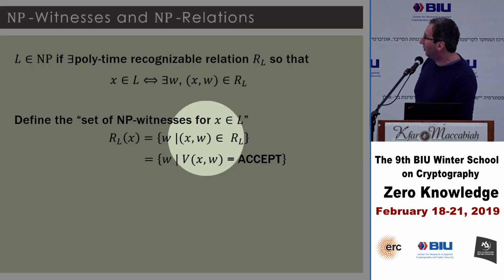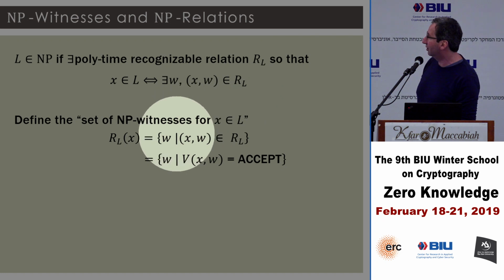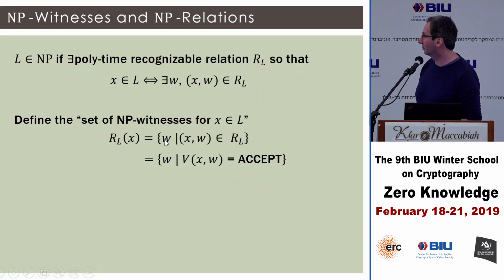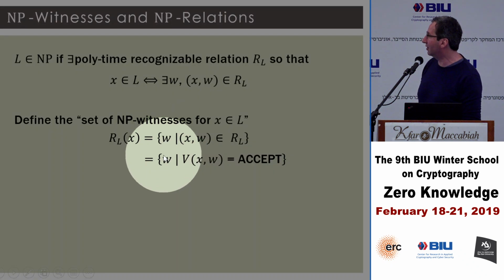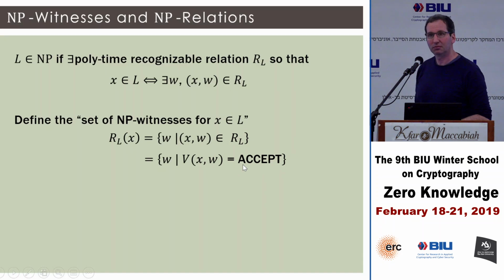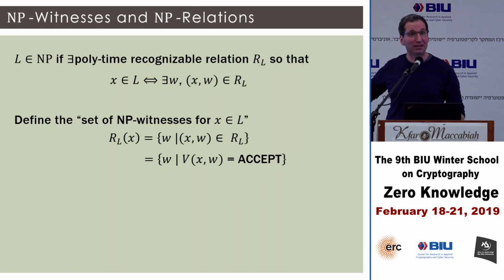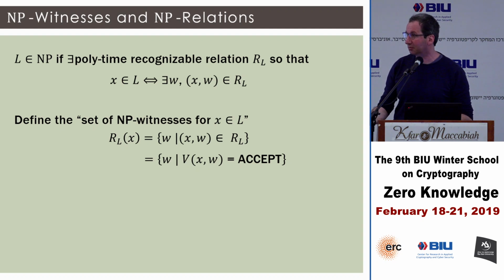So for any X in the language, and given a relation R_L, you can define R_L of X, which is the set of all possible witnesses for X. Alternatively, this is all the W's such that V of X, W is accept. Which hints that implicitly, the NP relation is totally determined by the NP verifier that we talk about. Fixing an NP verifier defines the NP relation.